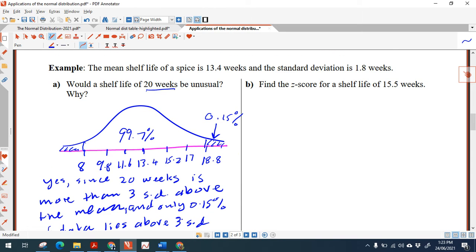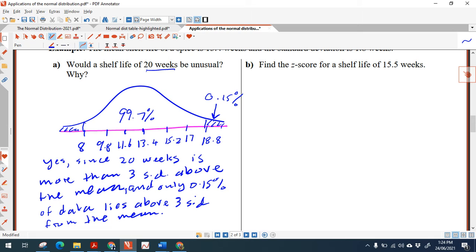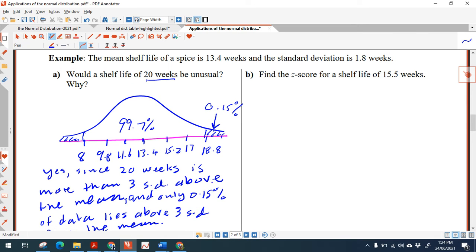Okay, so let's have a look at the next question. So yeah, the answer would be very unlikely for that one. So find the Z-score for shelf life of 15.5 weeks.